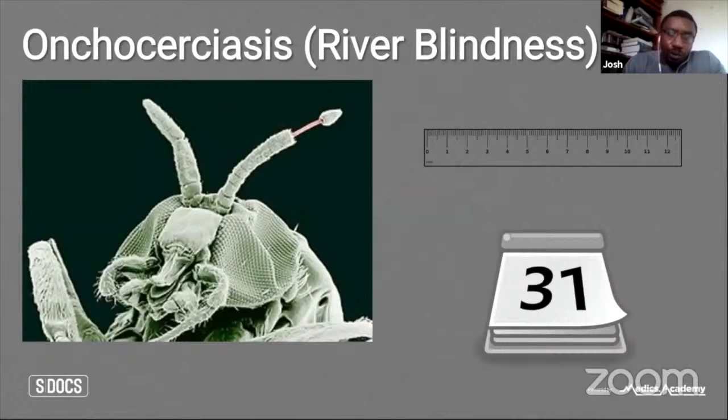In this image, we'll look at the image on the left first. That's a zoomed in image of a female black fly. Coming out of its antenna on the left, that is actually Onchocerca volvulus itself. That's the parasite coming out. Quite gruesome, quite interesting, depending on how you look at it. But that's it there.